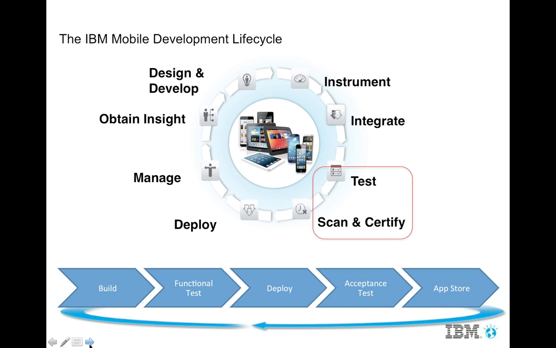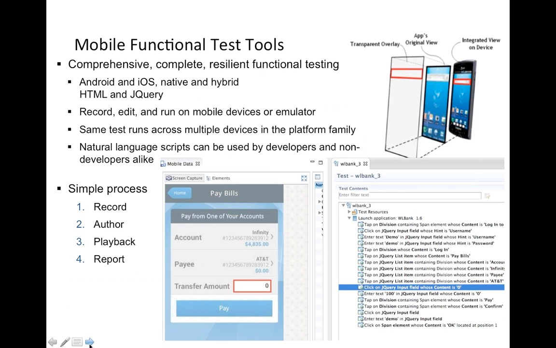Which leads us nicely on into testing, and I've grouped that together with scanning and certification as well. From a testing point of view, we talked briefly about some of the manual testing that we have in the browser simulator where you can check the functionality is working. One of the things we found helpful then as well is the ability to do automated functional testing. So a tool that's provided with the Worklight Studio is the mobile test workbench, and it allows you to run through your application. This is currently on Android and iOS, and again, both native or hybrid.